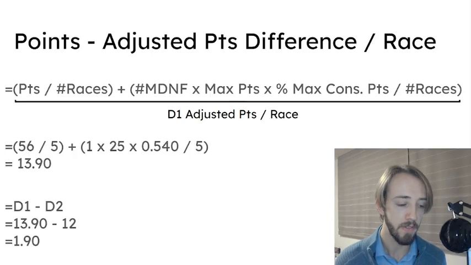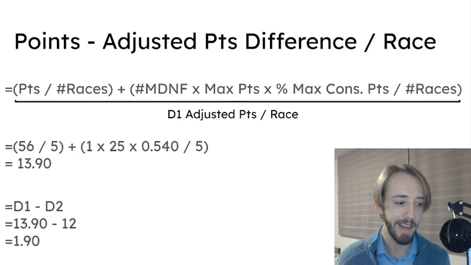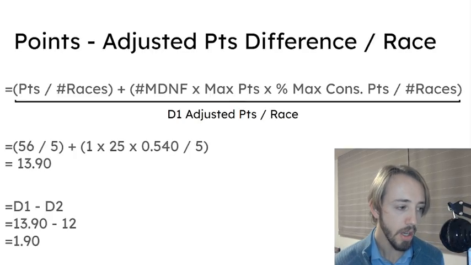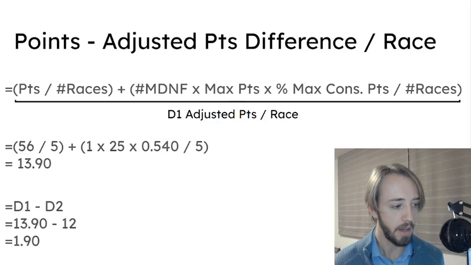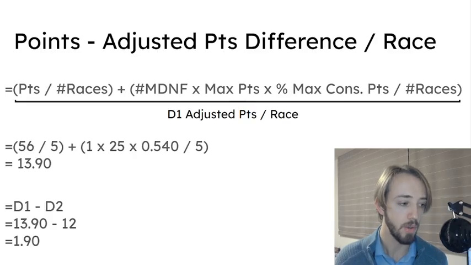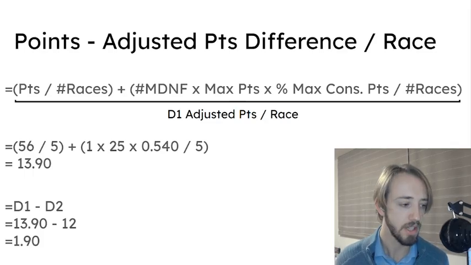So that's why I think it's important to control for that. And then, of course, you have to divide by the total number of races as well, and that will be a driver's adjusted points per race. So you have to calculate that for driver 1 and for driver 2. When you make that calculation, you put 56 divided by 5, plus 1 times 25 times 0.54, divided by 5. And that brings you a number of 13.9. So that's the adjusted number of points that driver 1 scored over that 5 race season.